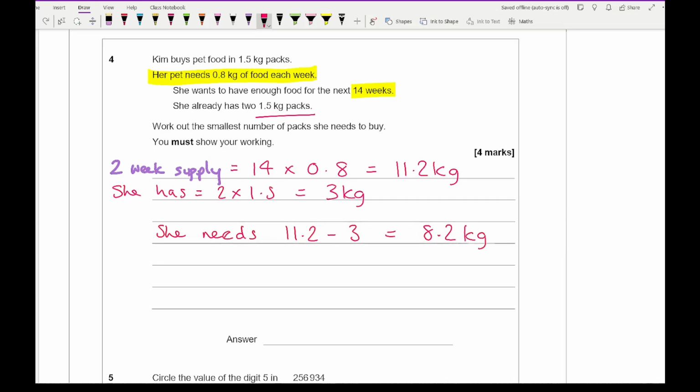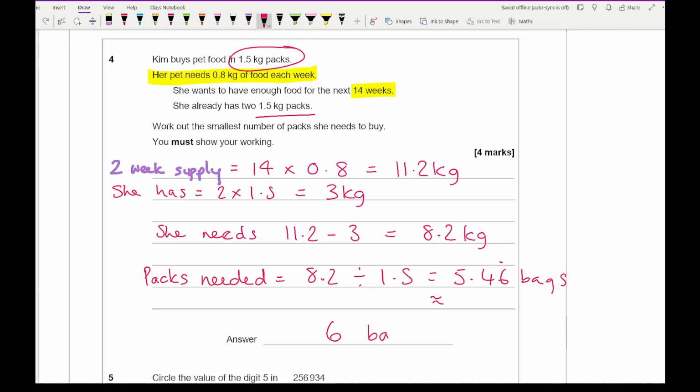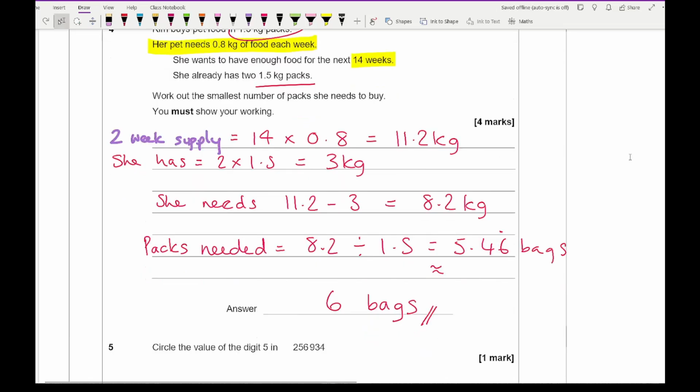Now the food comes in packs of 1.5 kilograms, so the packs needed is going to be 8.2 divided by 1.5, which gives me an answer of 5.46 recurring. Now obviously you can't buy 0.46 of a bag, so therefore she's going to need 6 bags, and that's the minimum amount she's going to need to supply the pet for 14 weeks.